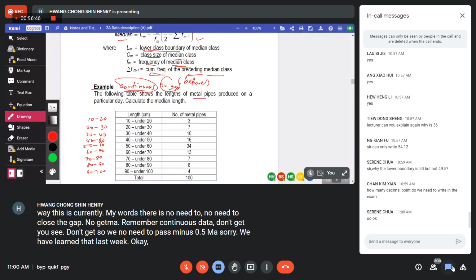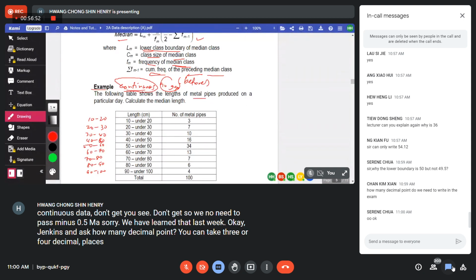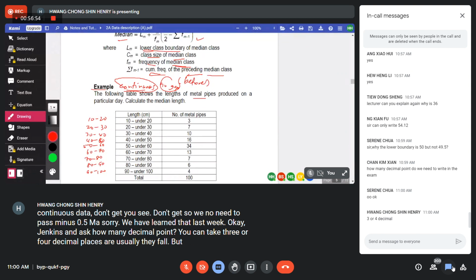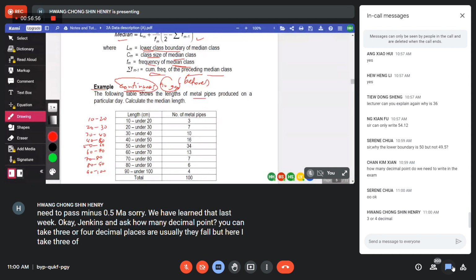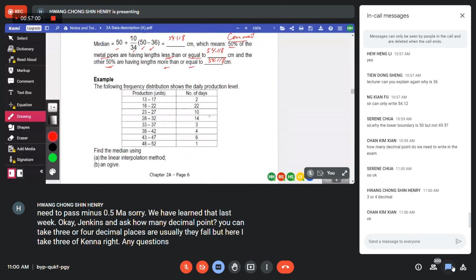Chen Kim Sian asks how many decimal points. You can take 3 or 4 decimal places. Usually we take 4, but here I take 3. Any questions from anyone before we go to the next example?